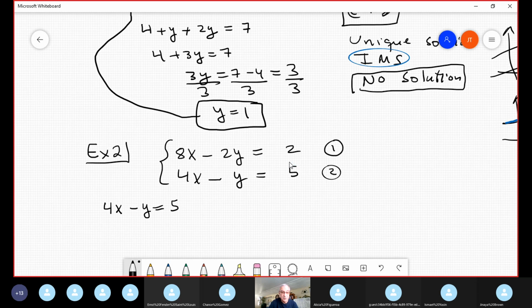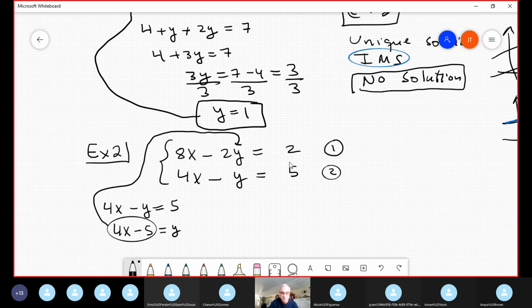Yeah, I solve for y. It's 4x. I move y to the right-hand side, I move 5 to the left. This expression is y, so substitute it into the first equation. So we have ax minus 2 times parentheses, because this is y, this expression 4x minus 5. These two multiply the whole thing. That is the reason I open the parenthesis, no?